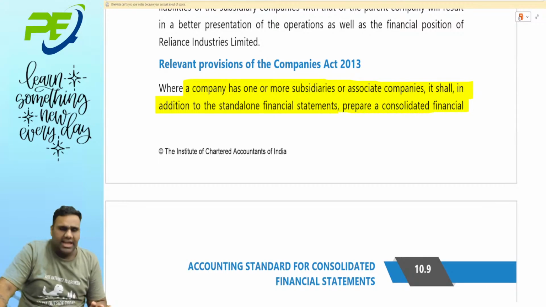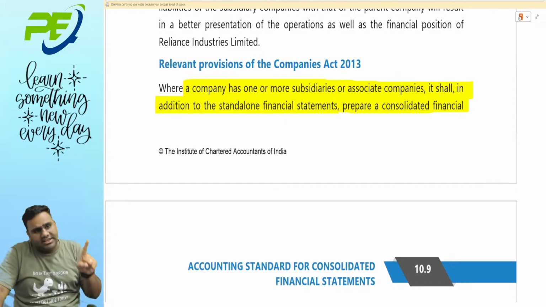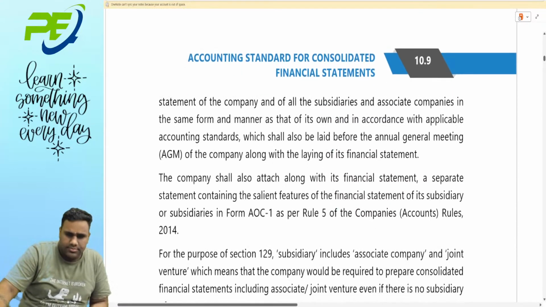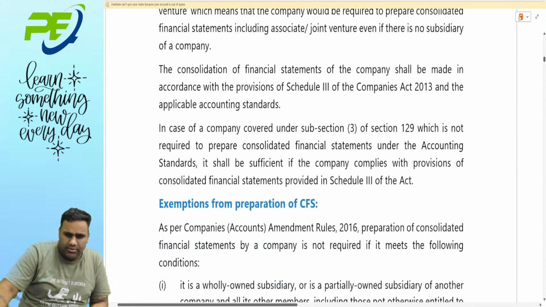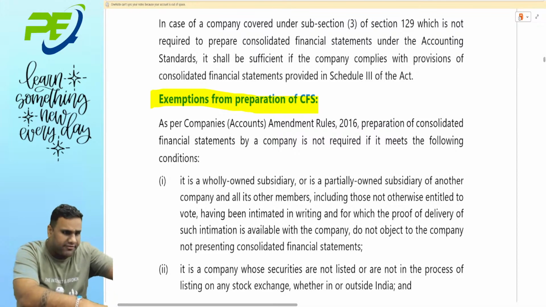Now, law is very clear. If you have a subsidiary, you have to prepare consolidated financial statement. Exemptions from preparing CFS.